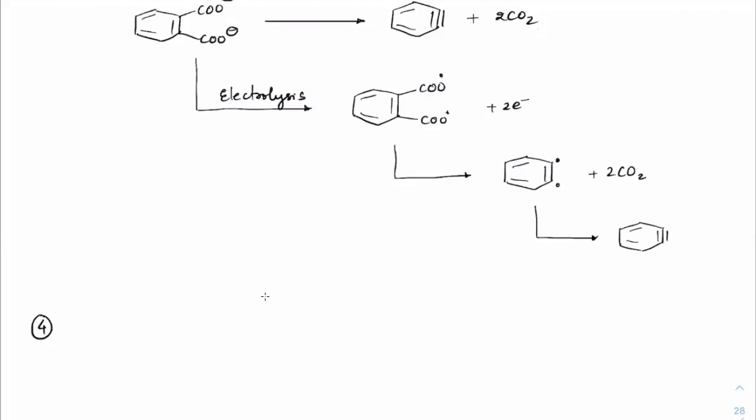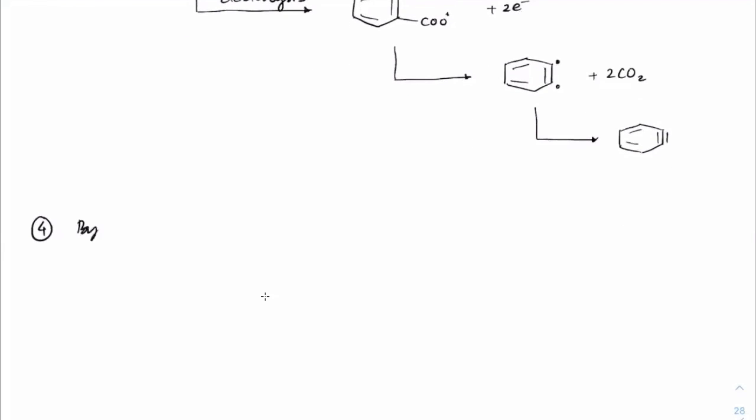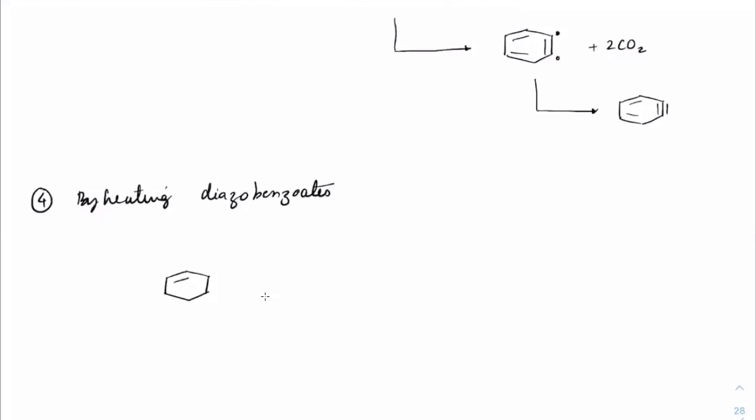Fourth way to prepare benzyne is by heating benzenediazonium carboxylate. For example, if you have COO minus, this is a salt, and imagine N2 plus is present on the other side, which is the diazo group. N2 plus is a highly unstable species because N2 on a molecule is unstable as it can easily convert into N2 on heating. So on heating, immediately this bond breaks.